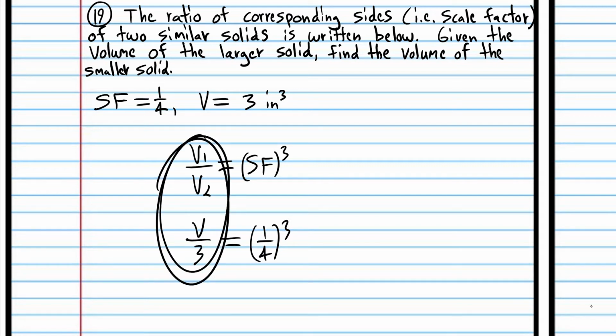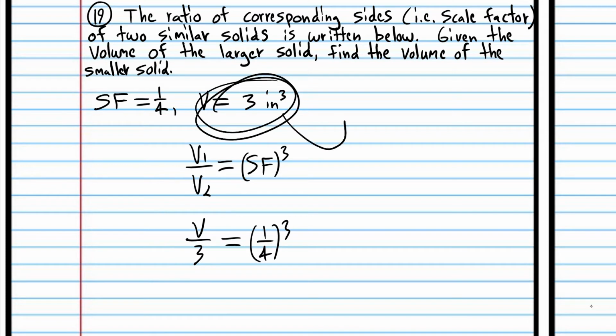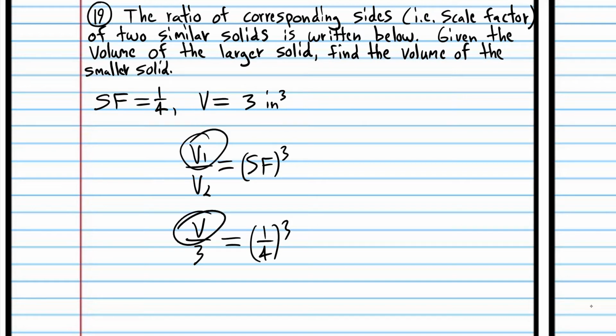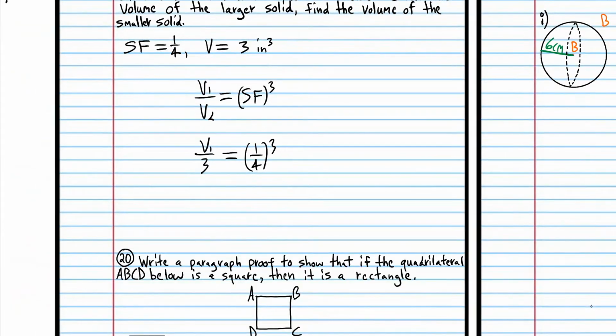The bigger number is 3 because, again, we're told that that's the volume of the larger solid. And we're supposed to be finding the volume of the smaller solid, which is the top one here. And I'll just keep calling that V1. So 1/4 times 1/4 times 1/4, what would that be? 1 times 1 times 1 is 1, 4 times 4 times 4 is 64. Multiply both sides by 3, and we get 3 over 64. Make sure to write your units. We have cubic inches.